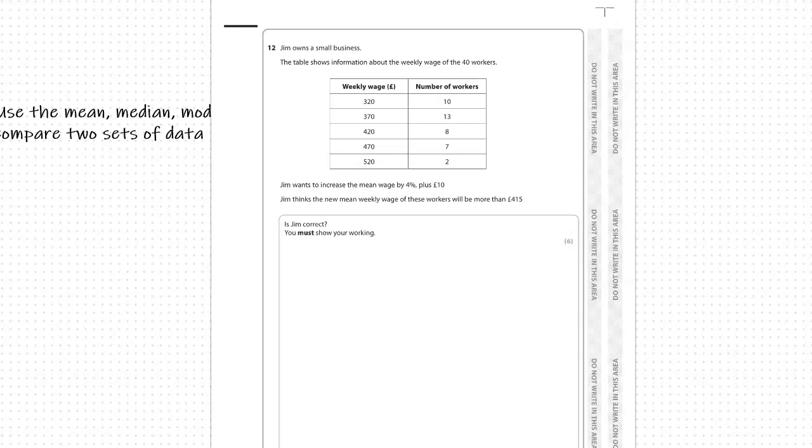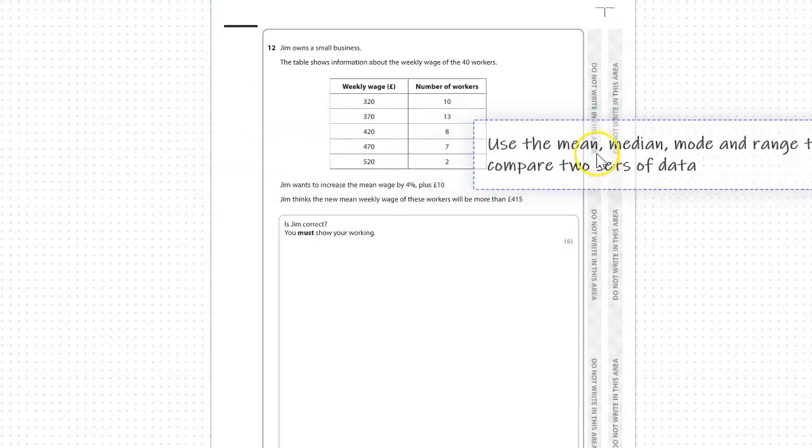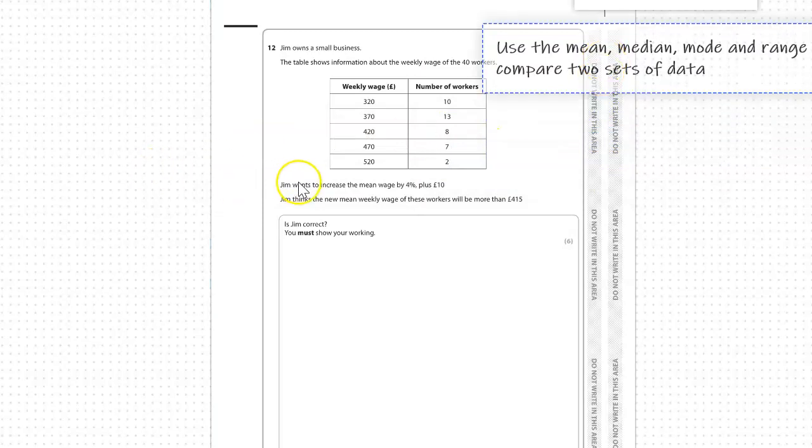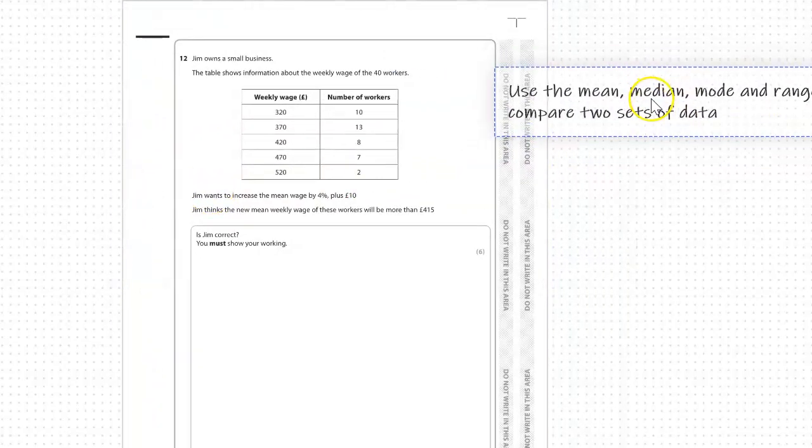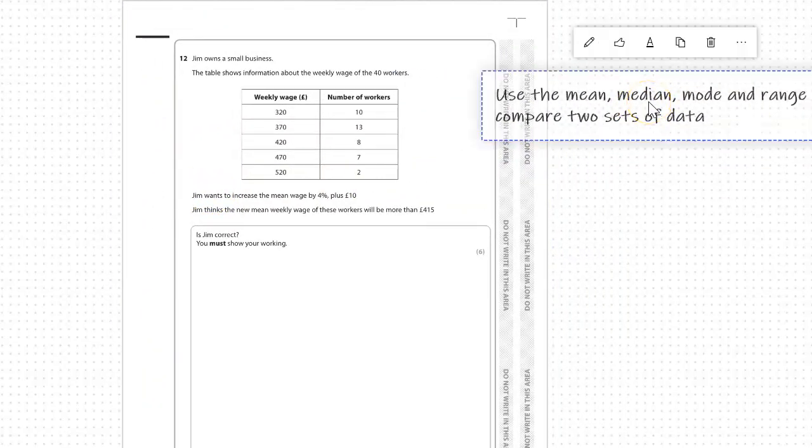So this is 6 marks, so there's quite a lot of marks for this question. Again, to put it into context, what skills we are using: use the mean, median, mode and range to compare two sets of data. So we're using the mean there, and we're comparing the data to see whether it's more than 415.